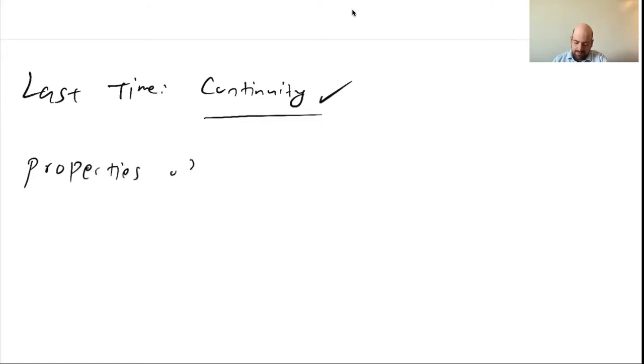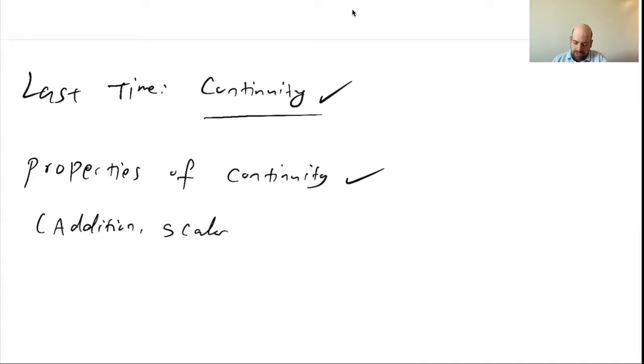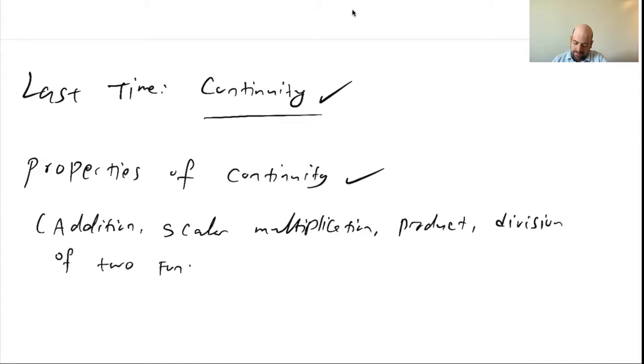Properties of continuity for addition or scalar multiplication, a product, a division of two functions. So we saw the properties for these operations on functions. So for example, if you have two continuous functions, the addition of those two functions will be continuous, or the multiplication of two continuous functions is continuous. Division also is continuous as long as the denominator is non-zero.